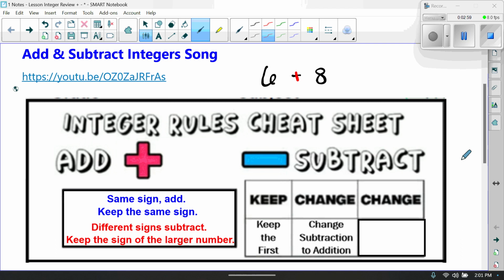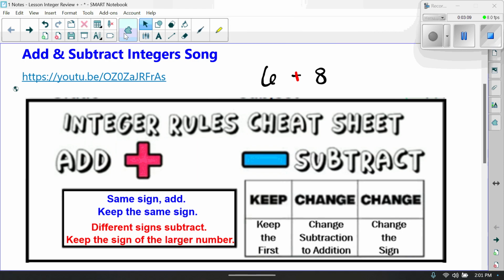When you're writing on the problem, please make sure you're using colors. Okay? Then we're going to change the second integer to the opposite. So this positive 8 now becomes a negative 8. Okay? So we're changing that to the opposite.